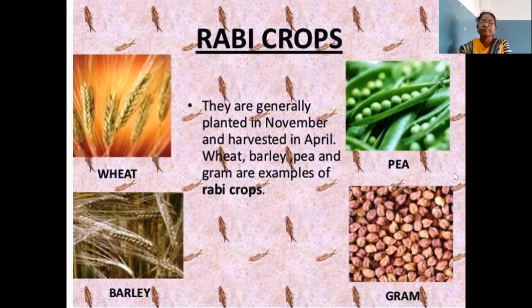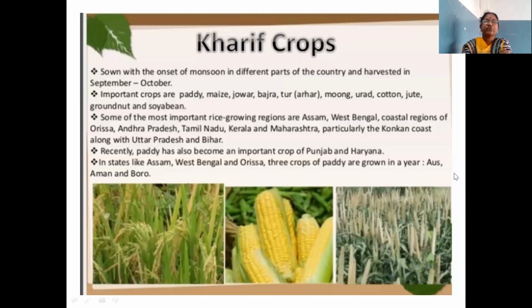The Kharif crops are sown with the onset, that is the arrival, of monsoon. So it starts from June and they are harvested somewhere in September, October. The most important crops which are cultivated in this season are paddy, maize, jowar, bajra, tur dal or arhar dal, moong dal, urad, cotton, jute, groundnuts, and soybean.